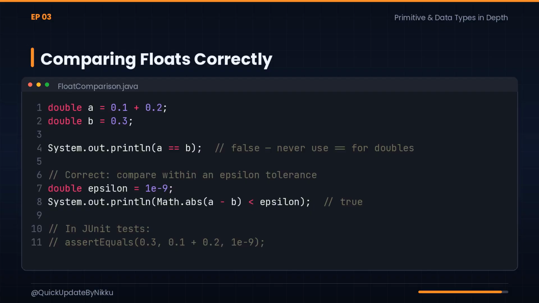Because floating point values accumulate tiny representational errors, using == for equality checks is almost always wrong. The correct approach is to test whether the absolute difference between two values falls within an acceptable tolerance called epsilon. The right epsilon depends entirely on your domain. For pixel coordinates, a tolerance of 0.001 may be perfectly fine, but for scientific calculations you might need 1e-12. JUnit's assertEquals method for doubles takes a delta parameter for exactly this reason.